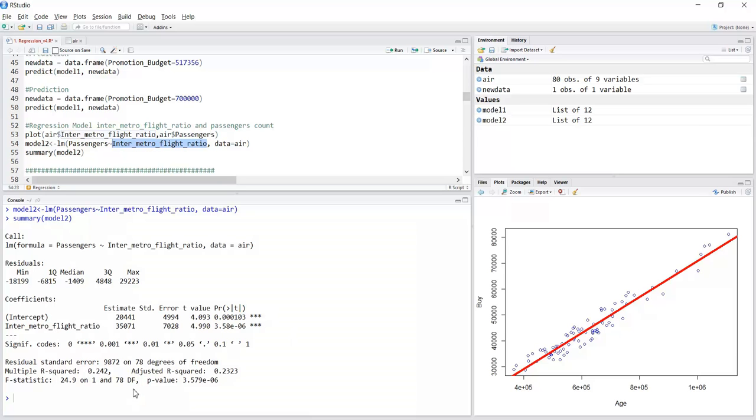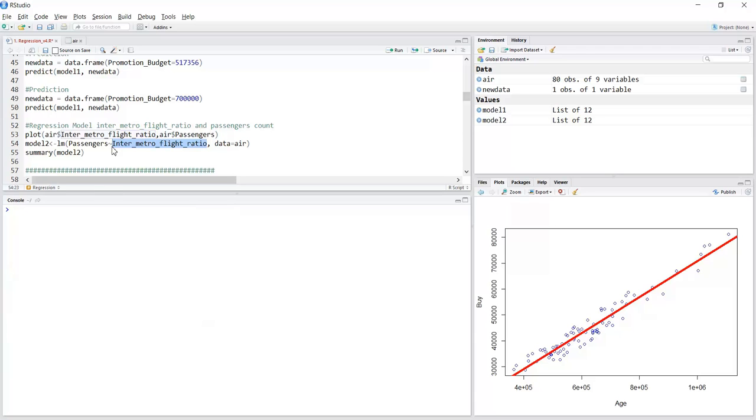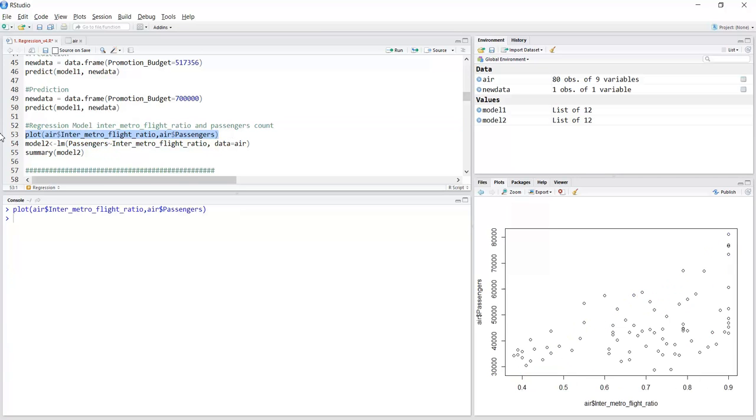So if you are trying to predict number of passengers, the promotional budget is a better variable because we could find a better fit. In fact, it looks like there is no relation between intermetro flight ratio and passengers as well. As the intermetro flight ratio increases, the passengers are not really highly increasing. So that is how we find out whether a model is a good fit or not, by looking at the R square value.